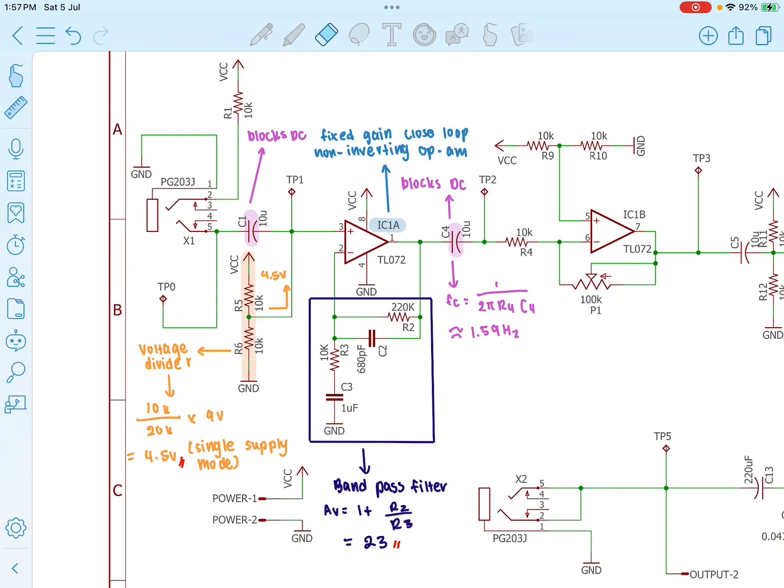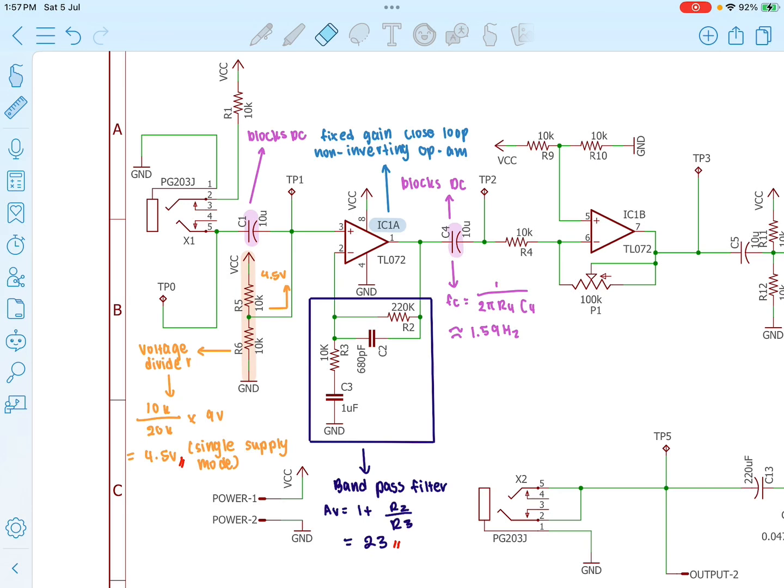We start with the pre-amplifier stage built around IC1A, a TL072 dual JFET op-amp. This op-amp is ideal for biomedical applications because it has high input impedance and low noise. This means it does not load the microphone and is able to preserve the tiny voltage fluctuations that make up the heartbeat signal. In this case, it is a fixed gain closed-loop non-inverting op-amp which provides a bandpass gain of 23 using the formula 1 plus R2 over R3.